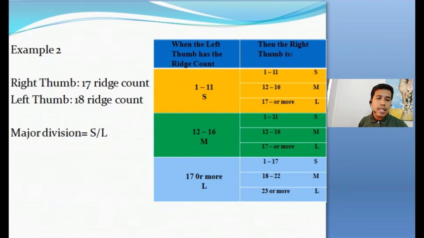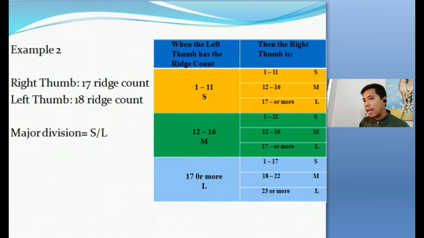But in case it is a whorl pattern, for example, the right thumb has a ridge count of 17. The left thumb is mid in terms of tracing. So mid is represented by letter M. So the 17 there becomes large. So you will say large over mid.